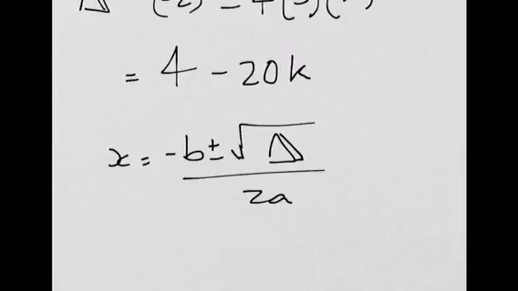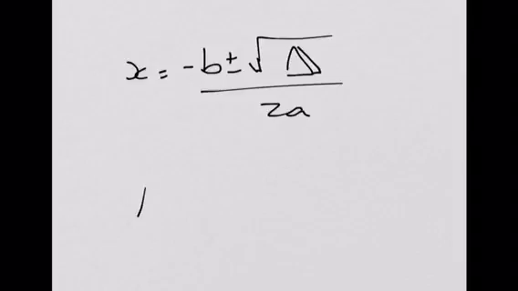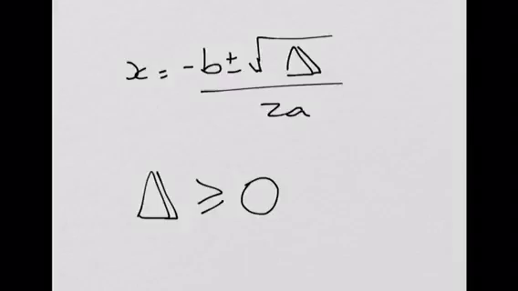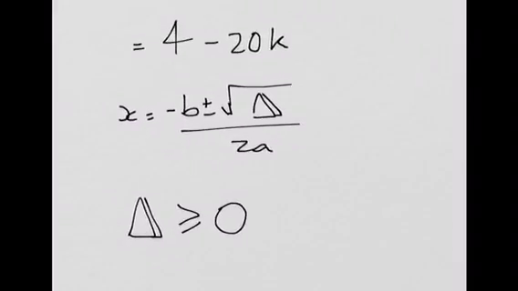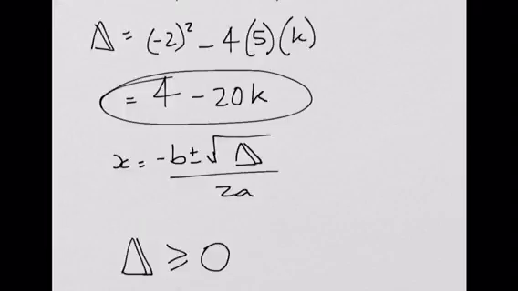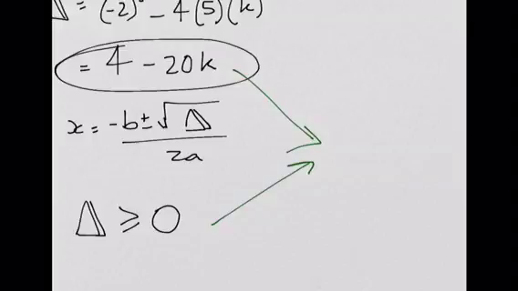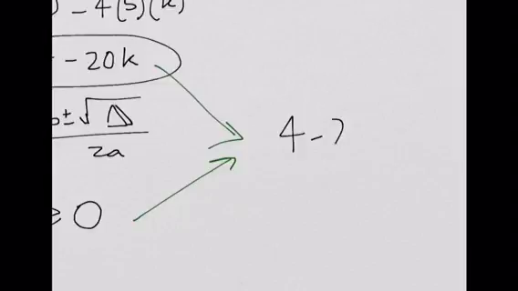So the condition we're after is that delta is greater than or equal to 0. Could be 0 as well, because then we just have one x-intercept, or 1, 0. So what we're after is delta greater than or equal to 0, just not negative. And here we had our delta of 4 minus 20k. So if we combine these together, we can say we want delta to be greater than or equal to 0. So 4 minus 20k is greater than or equal to 0.